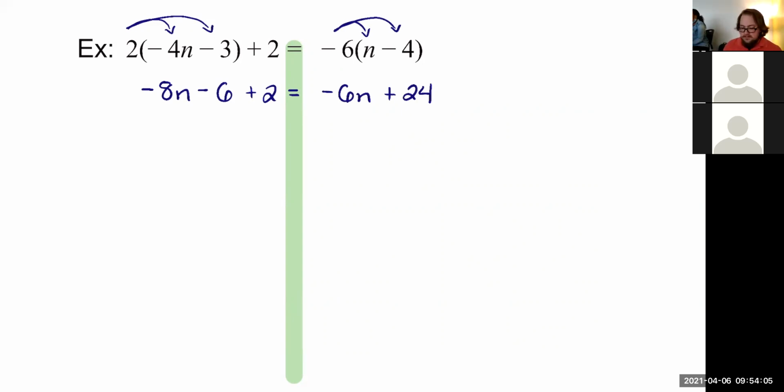Do you see any? Yeah. No. Yes. Ooh, careful. They do have the same variable. Unfortunately, the negative 8n and negative 6n are on opposite sides. Same problem, the 2 and the 24 are also on opposite sides. But Toby, you seem pretty excited. The negative 6 and 2, however, are both on the left side.